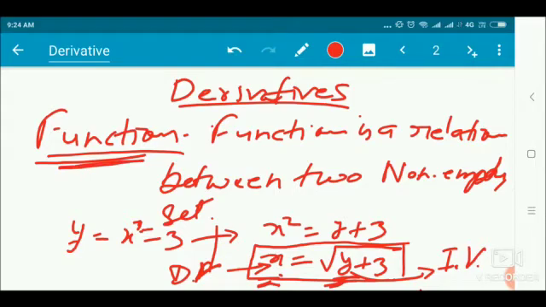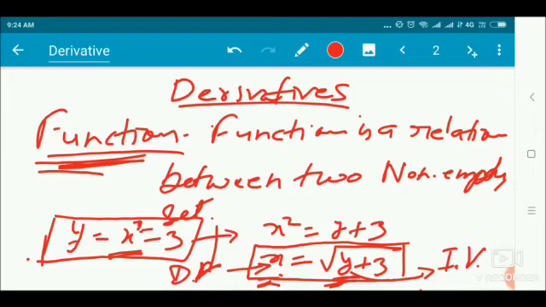So as I have written here, in the first equation, y is equal to x square minus 3, x is independent variable and y is dependent variable. In the second equation, if we convert this equation into x is equal to under root y plus 3, here y is independent variable and x is a dependent variable. Hope this independent variable and dependent variable concept is clear. If you have any doubt, you can check the complete video one more time.